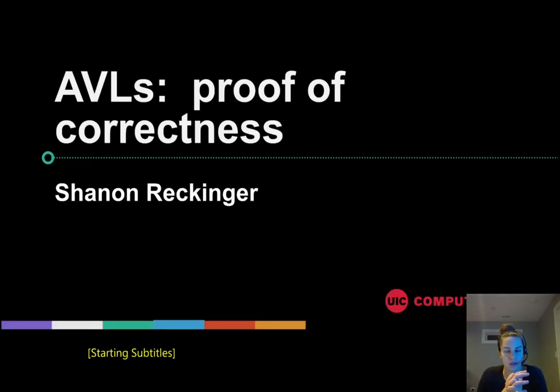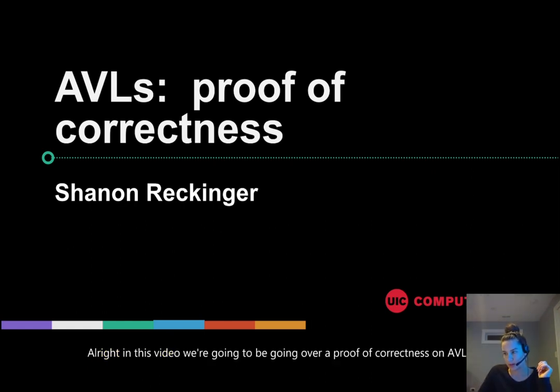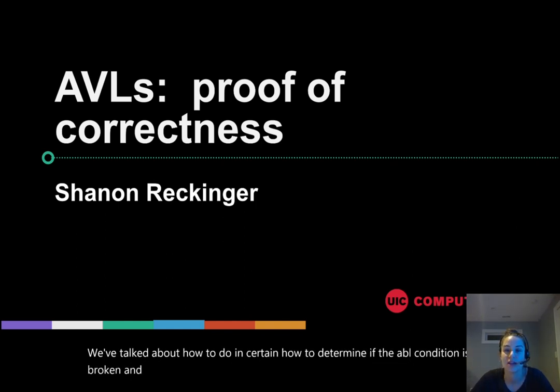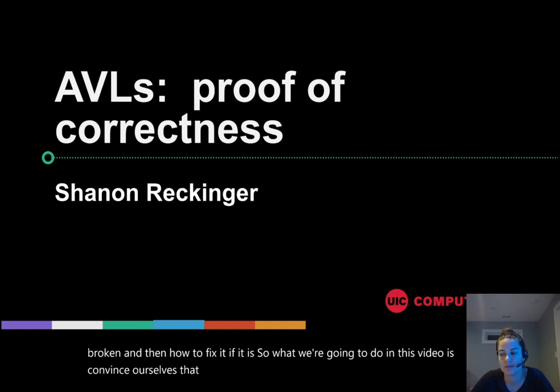Alright, in this video we're going to be going over a proof of correctness on AVL trees. So what that means is, we've talked about how to do insert and how to determine if the AVL condition is broken and then how to fix it if it is. So what we're going to do in this video is convince ourselves that doing all of that maintains the AVL conditions of the entire tree.